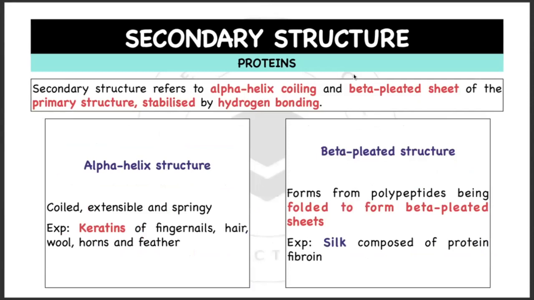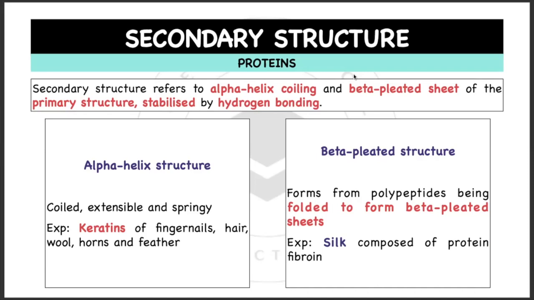Moving on, the secondary structure. The secondary structure refers to the alpha helix coiling and beta pleated sheet of the primary structure, stabilized by hydrogen bonding. The primary structure was linear, that was what I talked about earlier. Here, the secondary structure of the protein is the localized repetitive coiling or folding of the polypeptide chain due to hydrogen bonds formed between the peptide linkages.